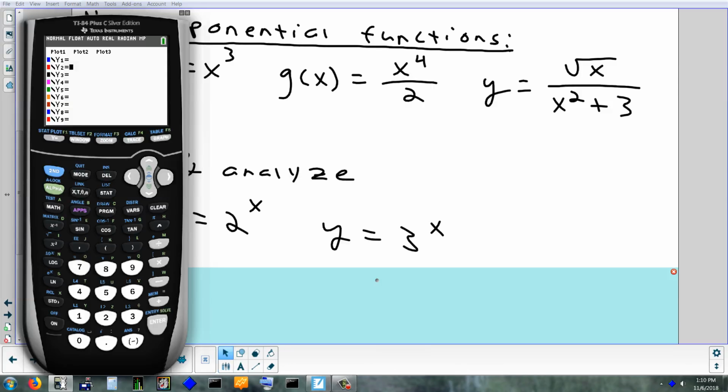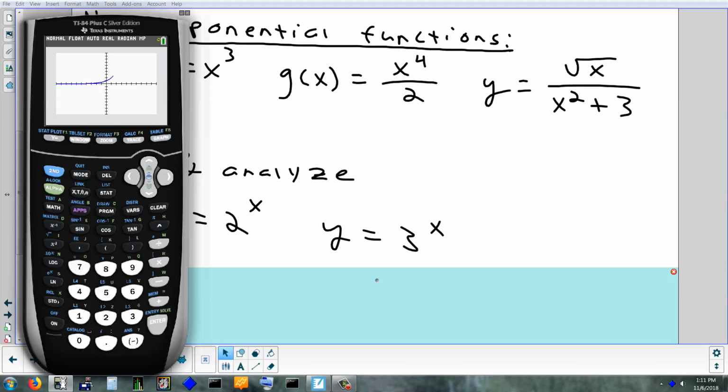Think of, like, Robinson said, if you square something like 2 to the power of 5 versus 3 to the power of 5. Well, 3 to the power of 5 is much bigger than 2 to the power of 5. Right, so let's graph it and see what we get. So 2 to the x, 3 to the x. Let's start with zoom 6. And I think this will show kind of the big picture.